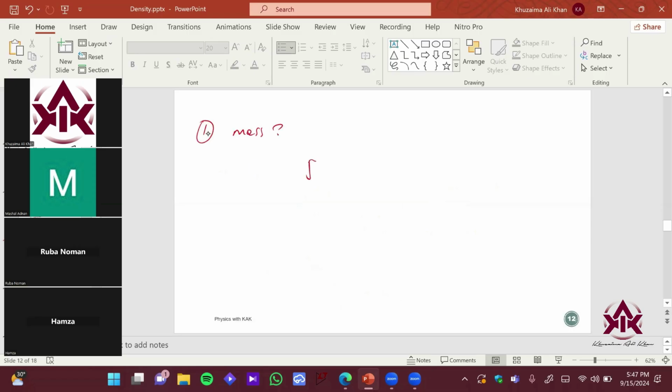So you know density is equals to mass upon volume, right? If you want to make mass the subject, you have volume in the denominator. You're going to send it over there and multiply it. So mass is going to be basically equals to density times volume, right?